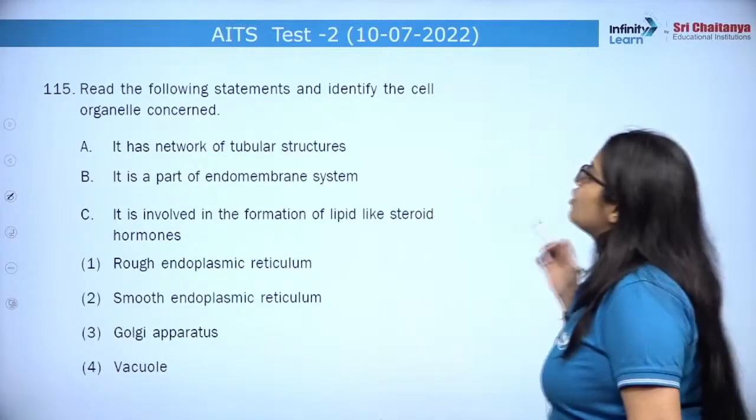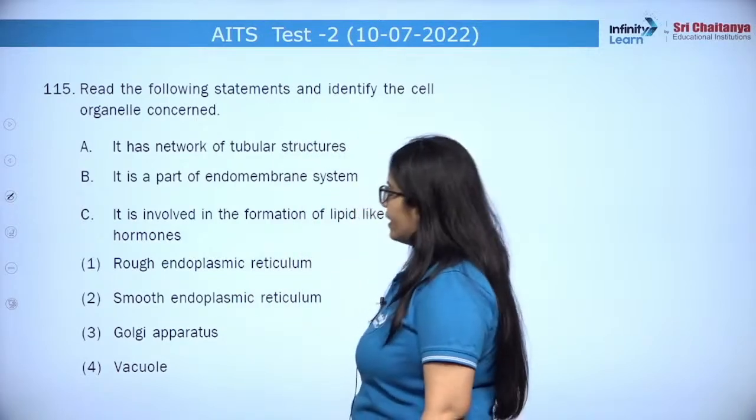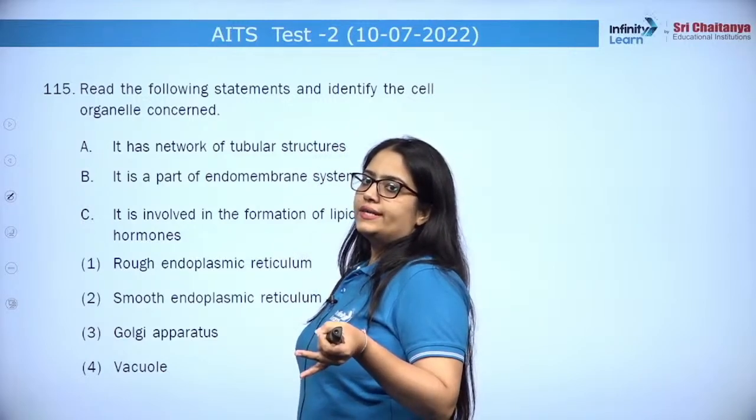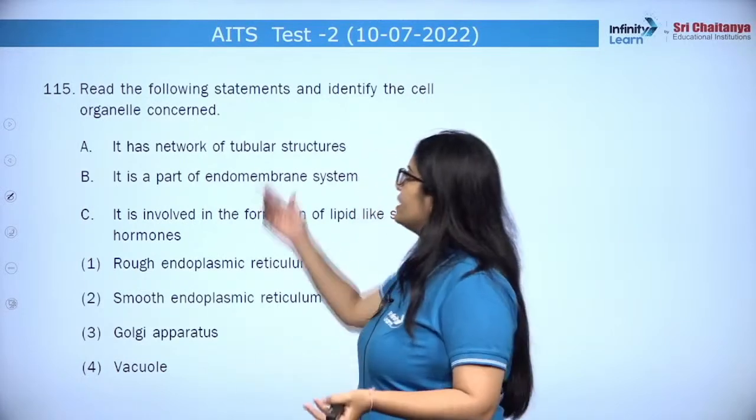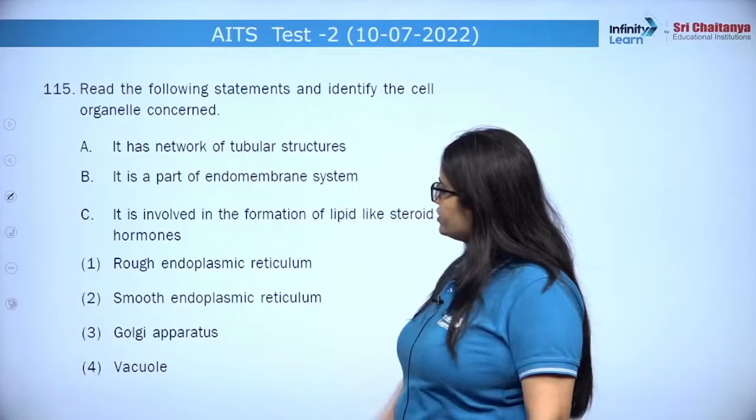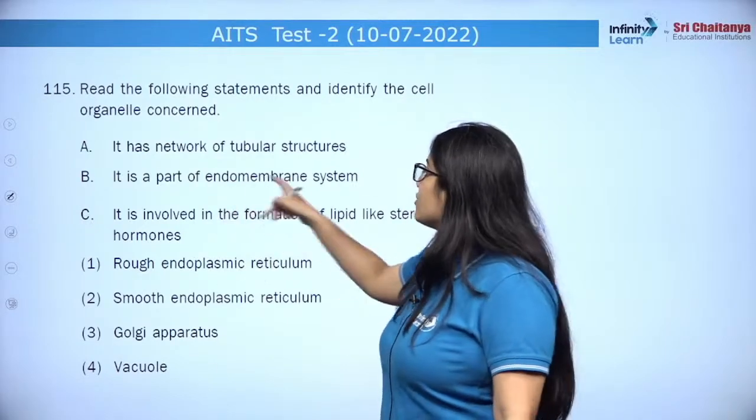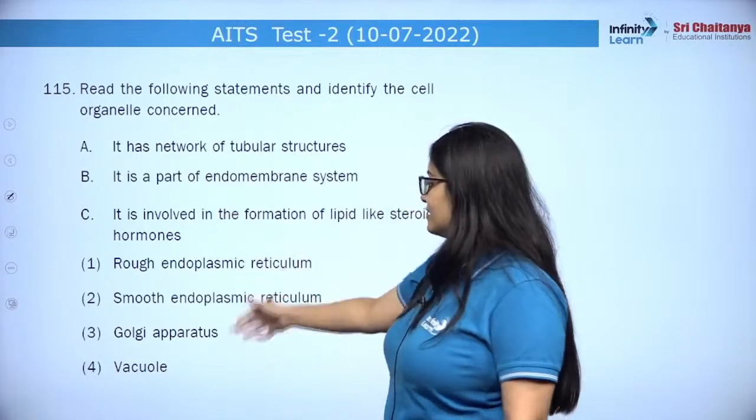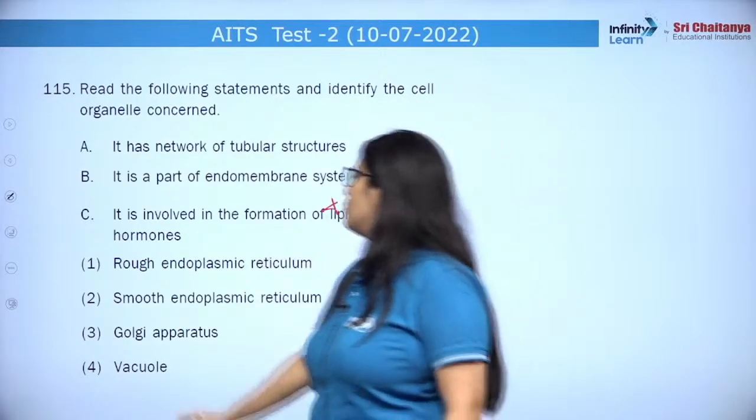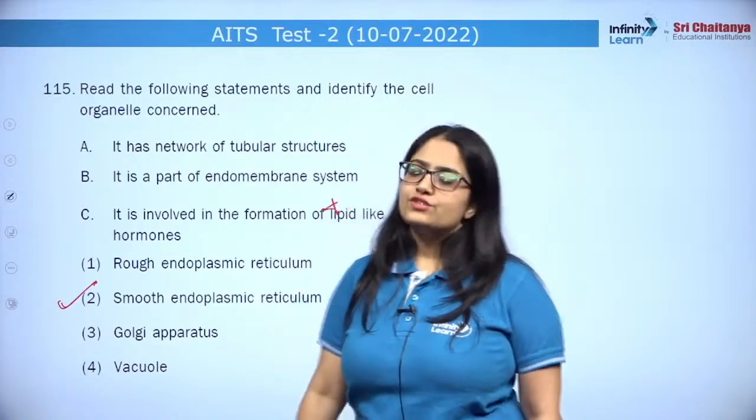Read the following statement and identify the cell organelle concerned in it. So it has a network of tubular structure. Okay. It is a part of endomembrane system. So part of the endomembrane system is endoplasmic reticulum, Golgi complex, lysosomes and vacuole. Lysosome and vacuole will not be the option because of the tubular system. And like a network, to be more precise, we can move towards the endoplasmic reticulum, but in the option there is rough also and there is smooth also. So let's see, it is involved in the formation of lipid like steroid. So involved in the formation of lipid, this is the exclusive function. As of now, I can say from these options it is smooth endoplasmic reticulum. So this option decides the answer should be smooth endoplasmic reticulum because it is involved in the formation of lipid like steroid. Rough endoplasmic reticulum is more concerned towards protein formation.